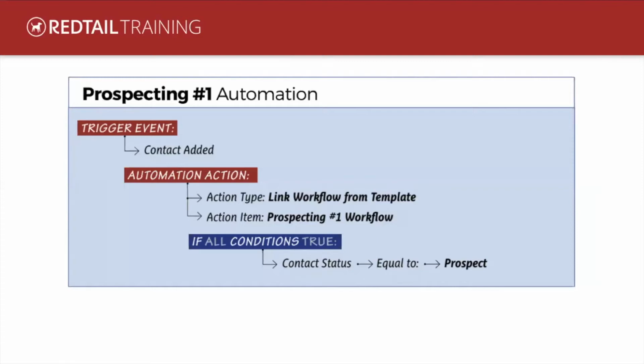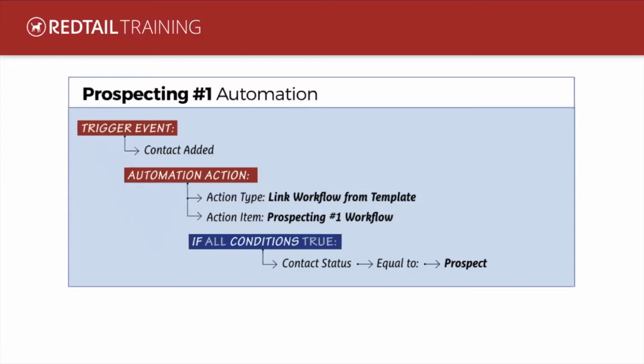I want this to be fast. I want to start prospecting right away because I want to do what makes me money, and that's be on the phones, talk to clients. And so what this does is basically as soon as I hit that save contact button, when I add a new contact in Redtail, it's automatically going to start that workflow right away. I don't need to do any additional work to do that.